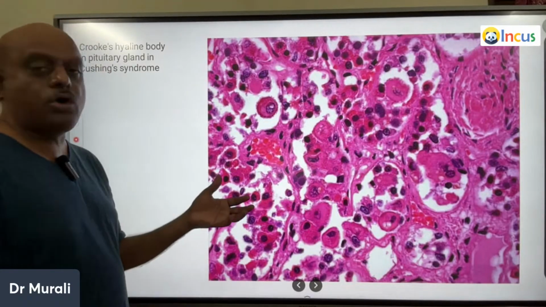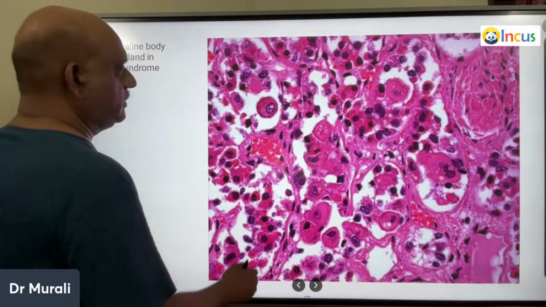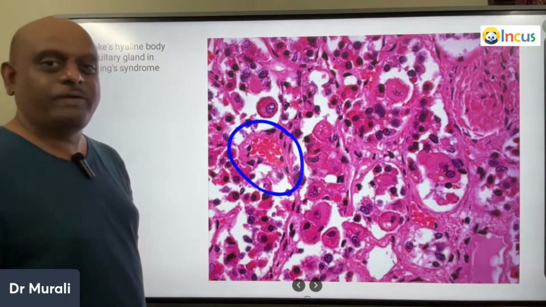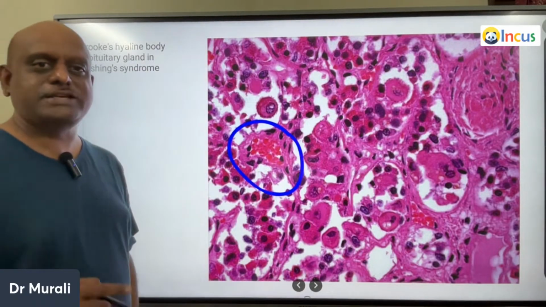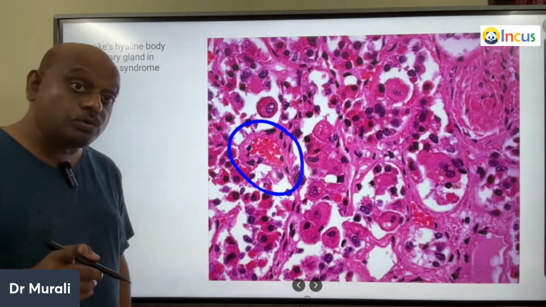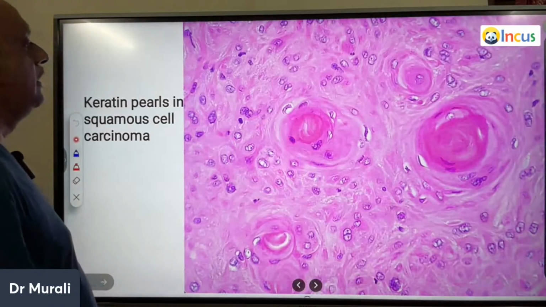Now, these are called Crooke hyaline bodies. This is called Crooke hyaline body. So where do you see Crooke hyaline body? Typically in the pituitary gland, we see it whenever there is any Cushing syndrome. Then we see Crooke hyaline body is what you should remember.